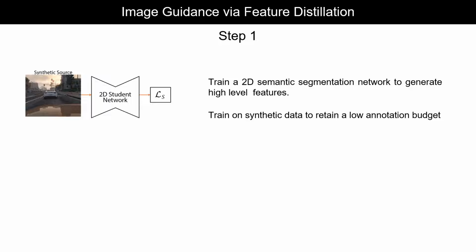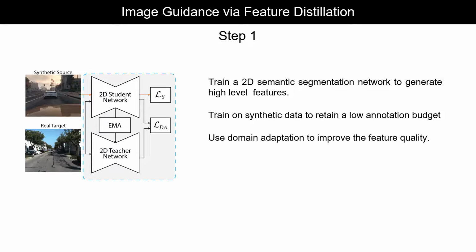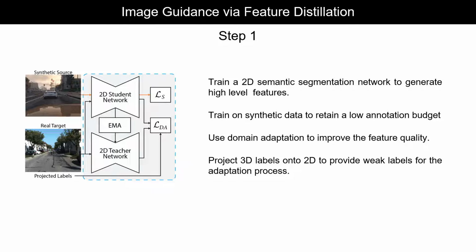However, training on synthetic data yields yet another challenge. There exists a domain gap between synthetic images and real images that hinders performance in 2D. To further improve the quality of our image features, we propose using a domain adaptation pipeline to align our source domain onto the target. We further supervise the domain adaptation task via weak image labels, generated by projecting the LiDAR labels onto the corresponding image. Before moving on to the second step, we freeze our image guidance network.